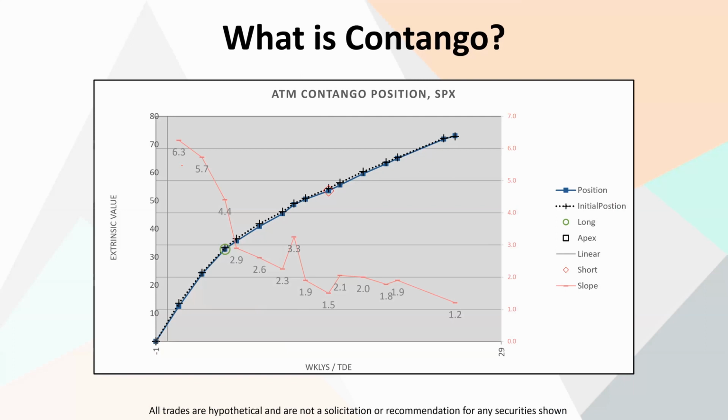So contango, let's go through contango. What is contango? At the money contango is what most people think about when they see options decay. Let me explain this graph here. This is the extrinsic value of an option, and this is what I call TDE, trade days to expiration. I don't really use DTE that often, but this is trade days to expiration.